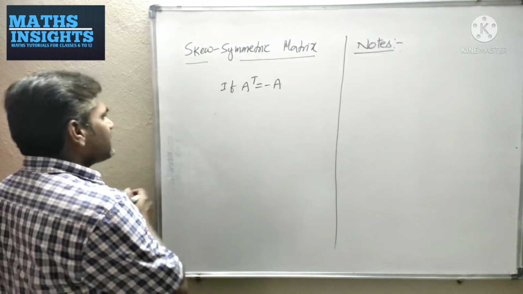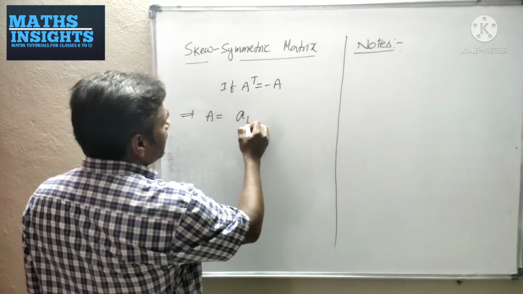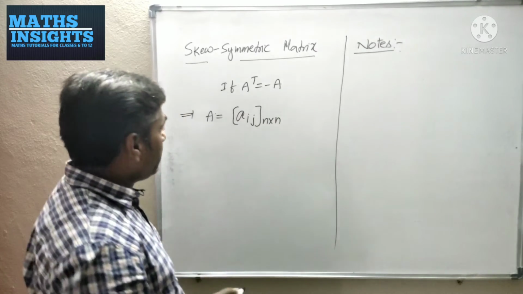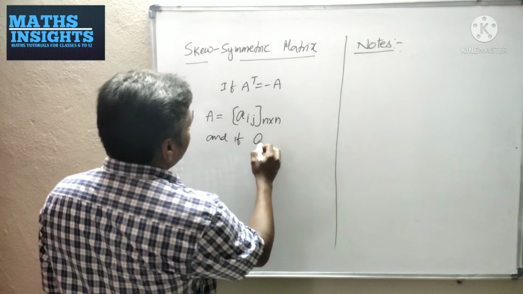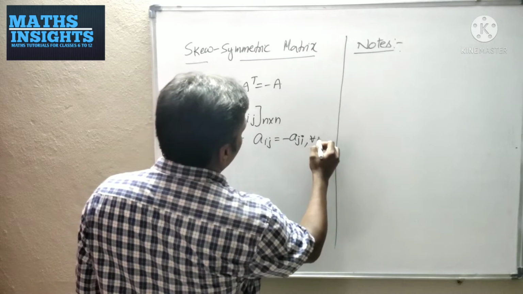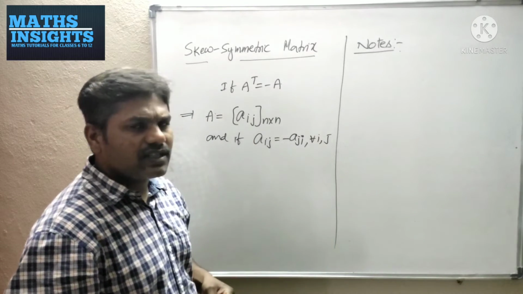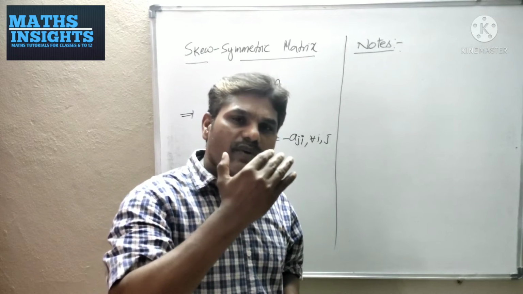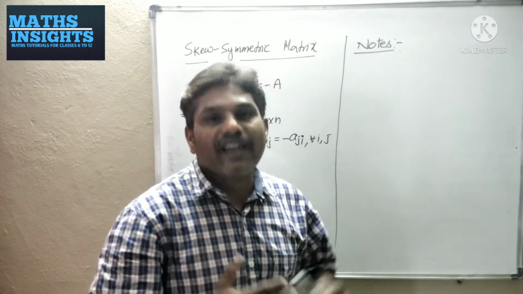A transpose is equal to minus A. That means if you write it in the compact form, suppose A is equal to Aij, whose order is n by n. Be careful, it should be a square matrix. And if Aij is equal to minus Aji for all i, j, this means the elements above the principal diagonal and below the principal diagonal are the same but with opposite sign.